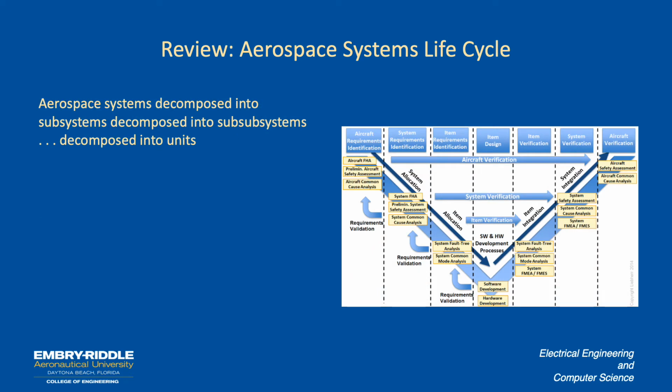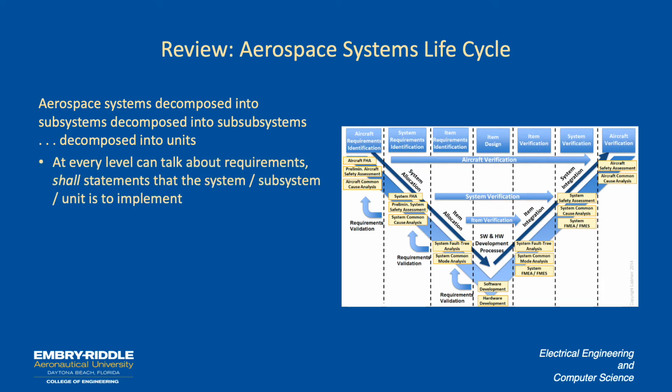So we talked about system decomposition. As we go from left to right in this diagram, we're talking about decomposing the aircraft into subsystems and then decomposing the subsystems into subsystems until you finally get to the lowest case, which would be called units here. At every level, you can talk about requirements. These are shall statements that the system or subsystem or unit has to implement.